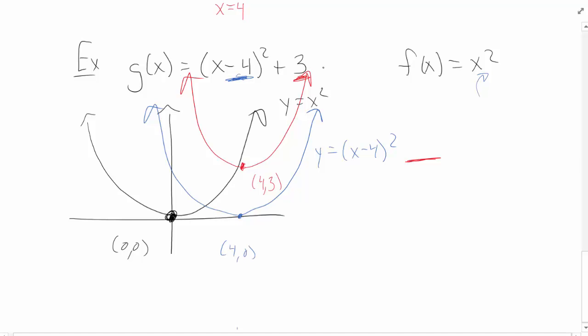Light's having a hard time. You can do it. There we go. G of x is in the red. So those are vertical shifts and translations, as well as horizontal shifts and translations. But you can also stretch and scale.